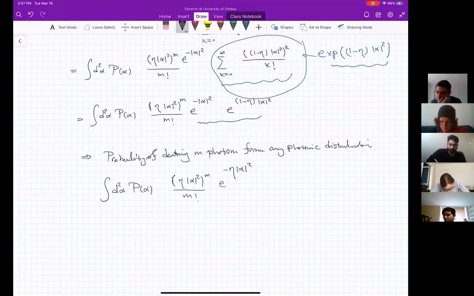Remember, what is eta? Is it the transmission, or what we started with, efficiency? The efficiency of the detector. Okay. Now, who can tell me?